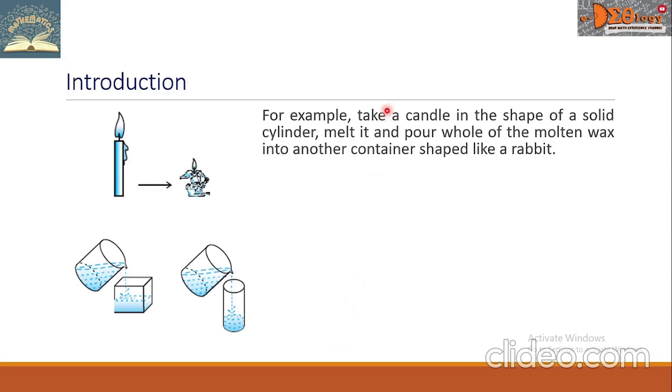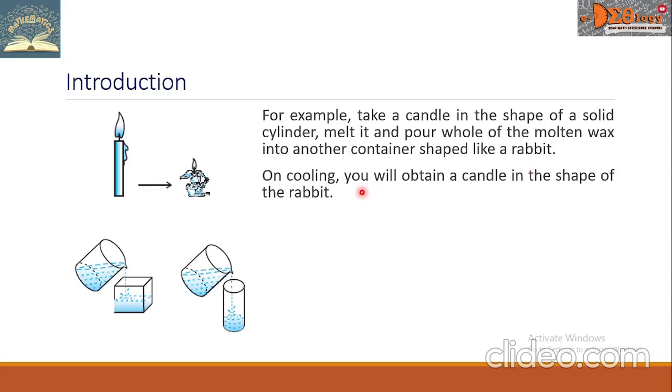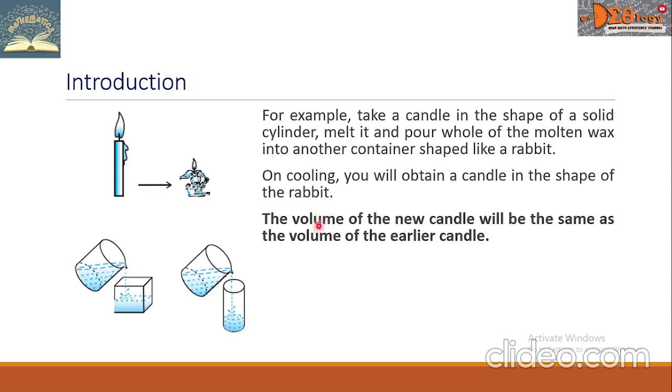For example, take a candle in the shape of a solid cylinder, melt it, and pour the whole of the molten wax into another container shaped like a rabbit. On cooling, you will obtain a candle in the shape of the rabbit. The volume of the new candle will be the same as the volume of the earlier candle.